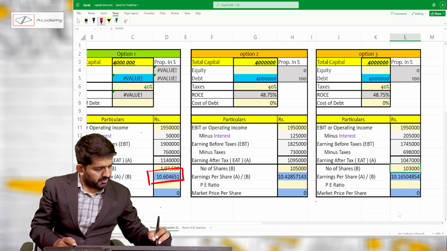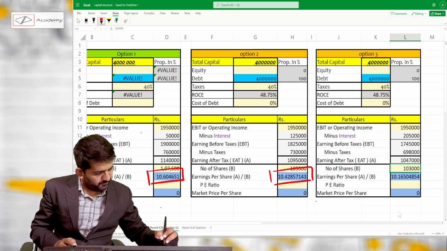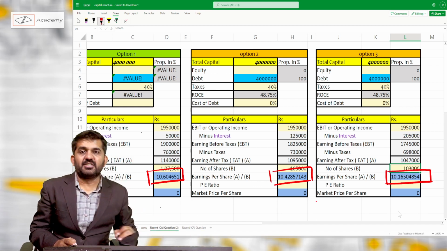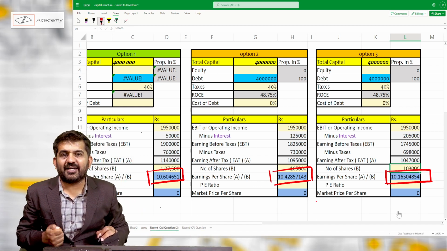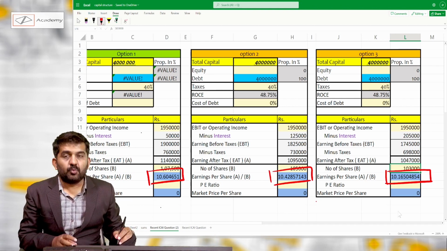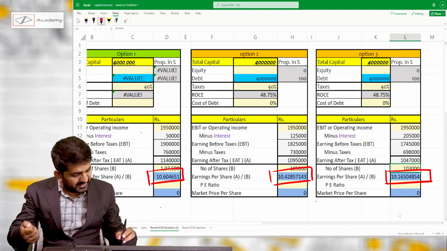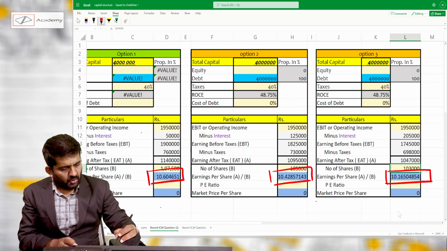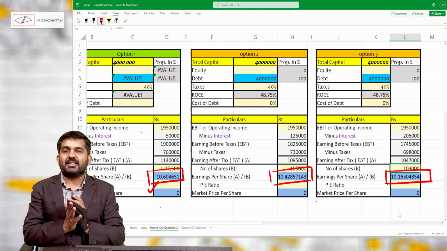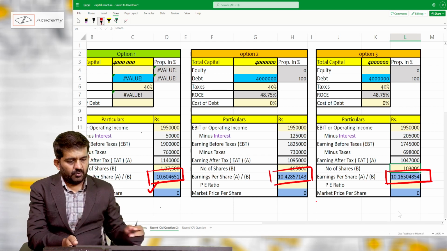So what is the EPS in option number 1? 10.60. What is EPS in option number 2? 10.42. What is EPS in option number 3? 10.16. We need to take a decision based upon EPS. If we want to take based upon EPS, option number 1 is most preferable because the EPS is highest at 10.60. So option number 1 will be selected.